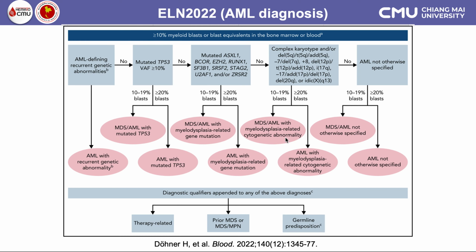A further diagram for the diagnostic scheme for AML from ICC or ELN 2022 highlights the importance of molecular testing by defining genetic abnormalities with a group of recurrent abnormalities, TP53 mutation, a specific group of genes or chromosomes related to myelodysplasia, and other diagnostic qualifiers such as therapy-related, prior MDS or MDS/MPN, or germline predisposition.